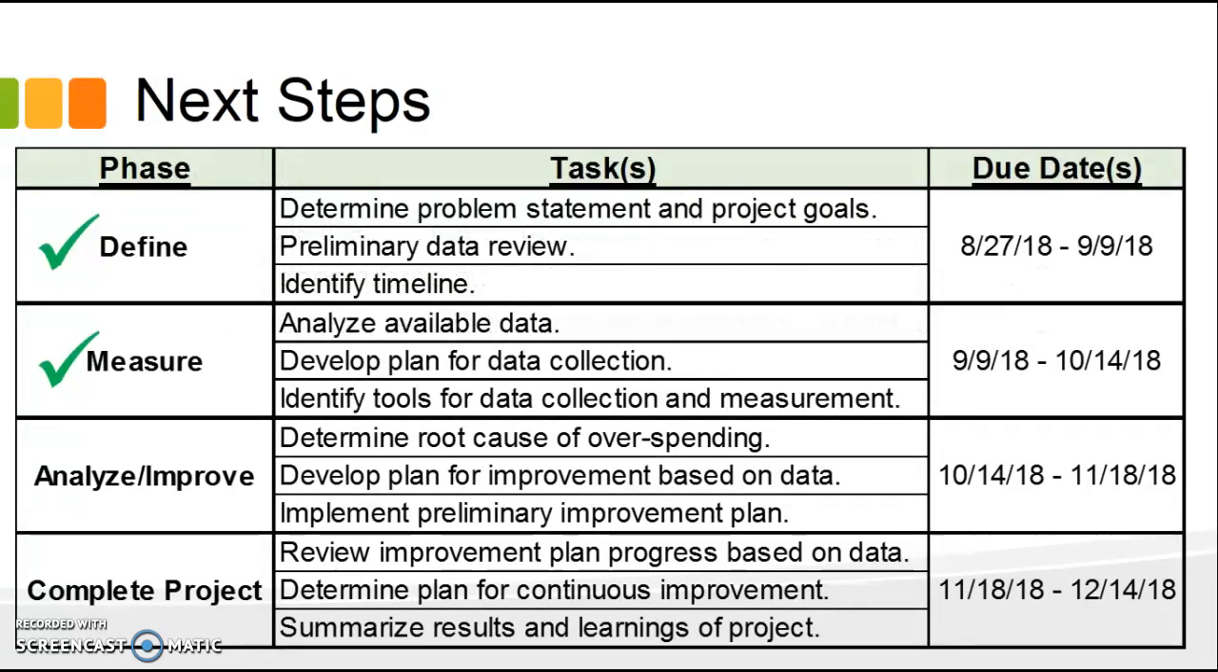You can see the timeline here. Define phase is complete, measure phase is complete, and we're moving on to the analyze and improve phase of the project. Here, again, root cause is a $1,000,000 question, so we're going to be determining that, developing a plan for improvement, and then implementing that plan. And then to complete the project at the end of the semester, we'll be reviewing that improvement plan's progress, determining a plan for continuous improvement, because really that's where we want to be, and then summarizing our results as well.